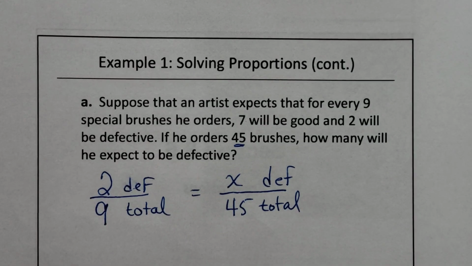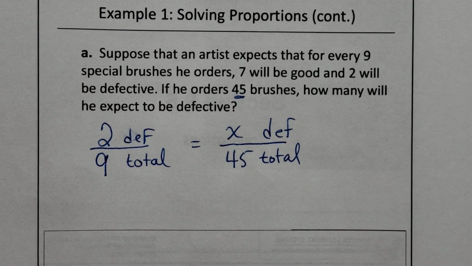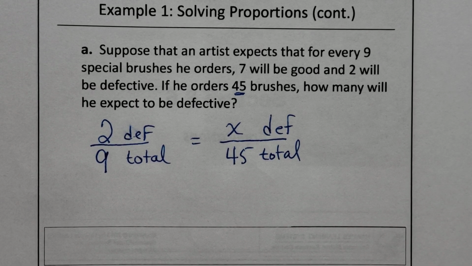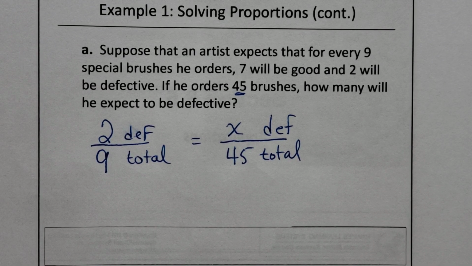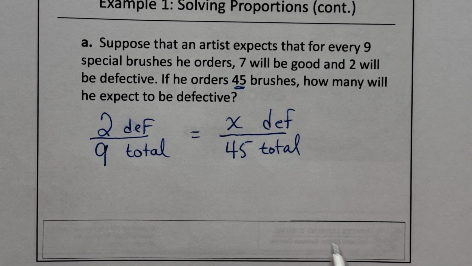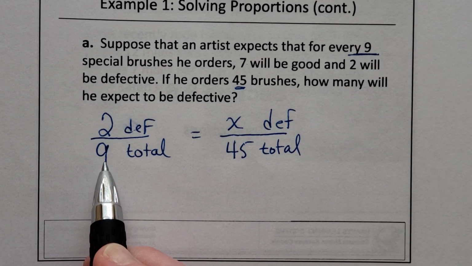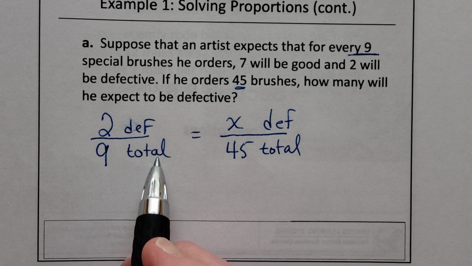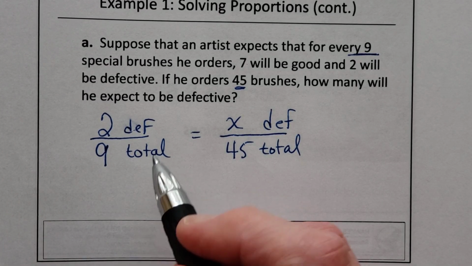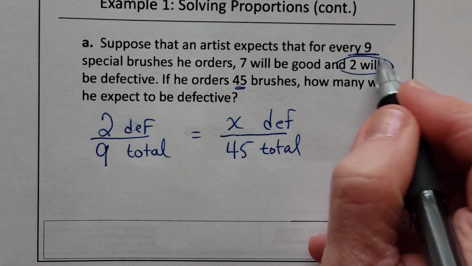So our first example, it says, suppose that an artist expects that for every 9 special brushes he orders, 7 will be good and 2 will be defective. If he orders 45 brushes, how many will he expect to be defective? So the first sentence tells us our total. We have a total of 9 brushes. So I went ahead and used the words so we make sure we write up our proportions correctly. We set them up correctly. Of those 9 total brushes, 2 are going to be defective.